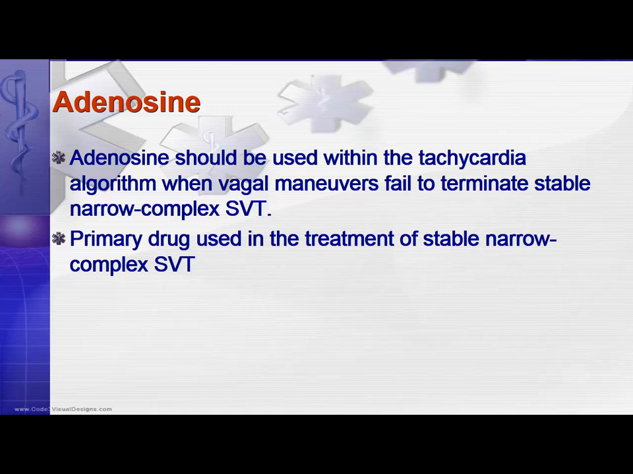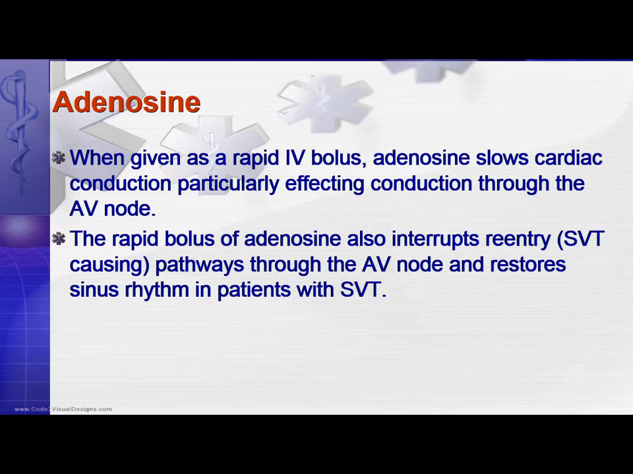So, adenosine should be used within the tachy algorithm. Narrow complex, SVT, especially when it's gotten into that reentry circuit at the AV node, because it does what to the AV node? It slows conduction at the AV node. That's primarily where adenosine works. That's why adenosine doesn't work that great for anything else, because that's primarily where it works. When given as a rapid IV bolus, it slows cardiac conduction, particularly affecting the conduction through the AV node.